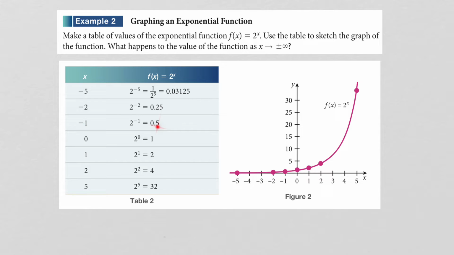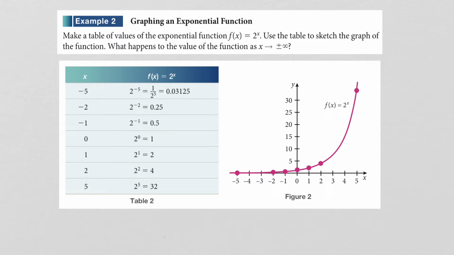Plugging in negative 1 gives us 0.5. Remember that anything raised to the 0 power is 1, and then from there it's pretty simple. If you graph these points, you can see that the point negative 5, 0.03125 is this point here, and it appears that it's on the x-axis.